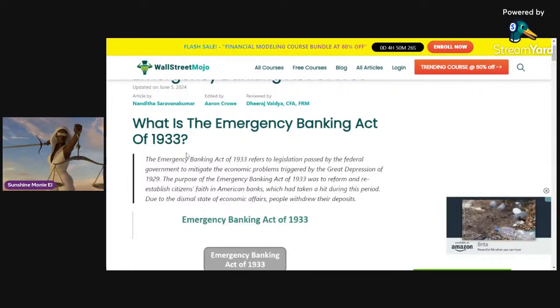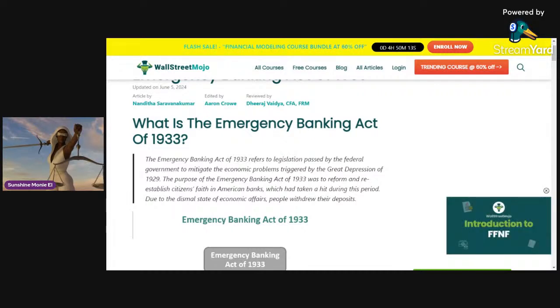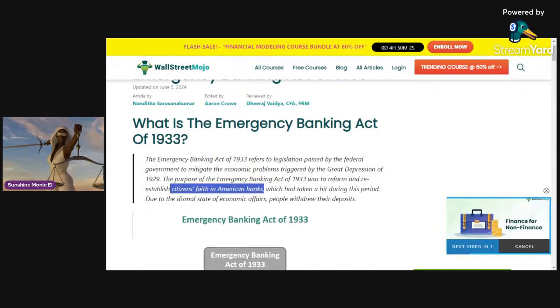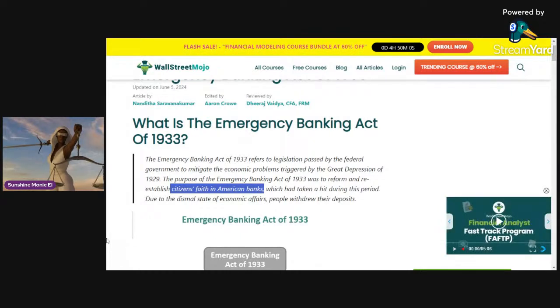Anyway, what is the Emergency Banking Act of 1933? It refers to the legislation passed by the federal government to mitigate the economic problems triggered by the Great Depression of 1929. The purpose of the Emergency Banking Act of 1933 was to reform and reestablish citizens' faith in American banks, which had been taking a hit during this period. So they just wanted citizens' faith. Want to know why? Because if you decide not to believe in it, the dollar can no longer exist.